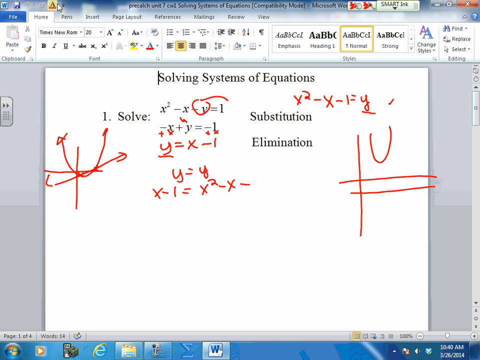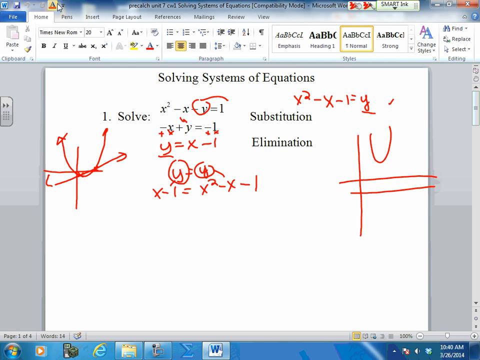This is actually a substitution way. I'm substituting in what I found for y, and because my y's have to be the same number, don't they? My x's have to be the same, my y's have to be the same. I can solve for this.